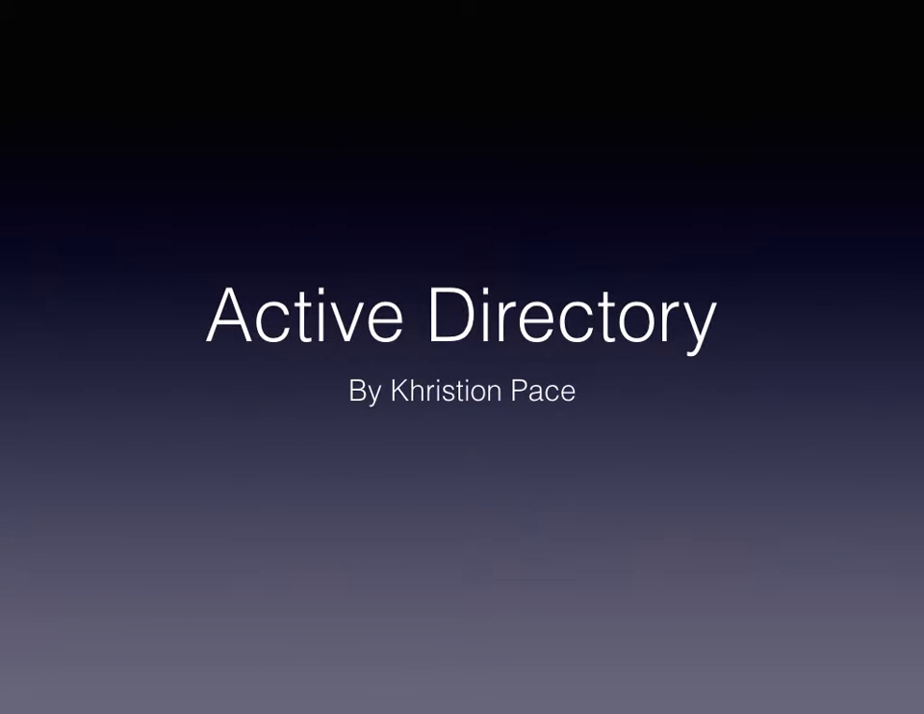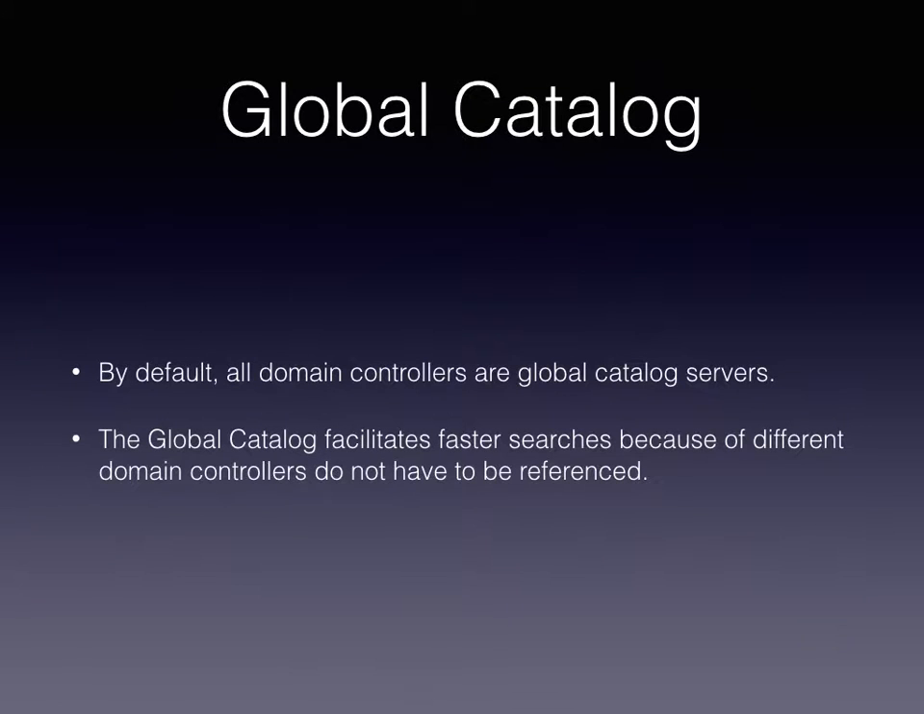For this presentation, I will be covering Active Directory and some of the features that come with it. The first feature is Global Catalog. By default, all domain controllers are global catalog servers. The global catalog facilitates faster searches because different domain controllers do not have to be referenced.